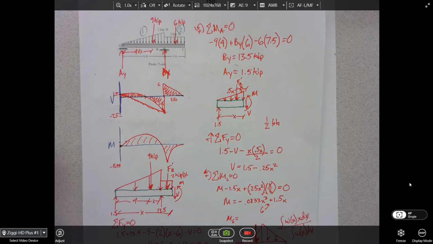Okay. My 2 kip per foot distributed load is going to give me 6 kip, excuse me, right smack dab in the middle. So I can sum my moments. Oh, let's sum them about A and say they're equal to 0.